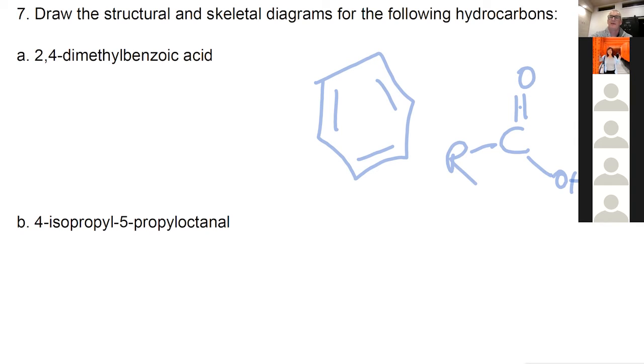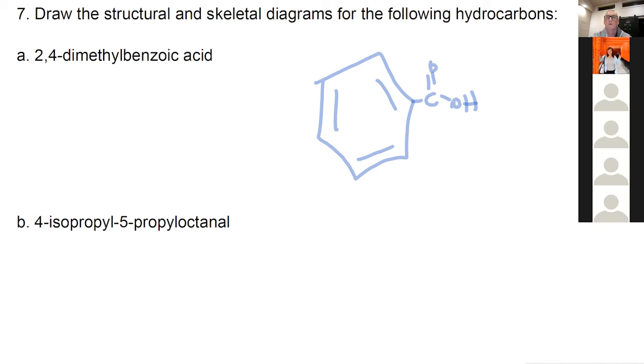And then we have, let's just say, an R group. So how are we going to put this onto the benzene? The R group is the benzene. That's right. So that's benzoic acid. It's just a carboxylic acid group stuck onto the benzene. But we're not done, right? That's just benzoic acid. We want 2,4-dimethyl benzoic acid. So where are the methyl groups going to go?